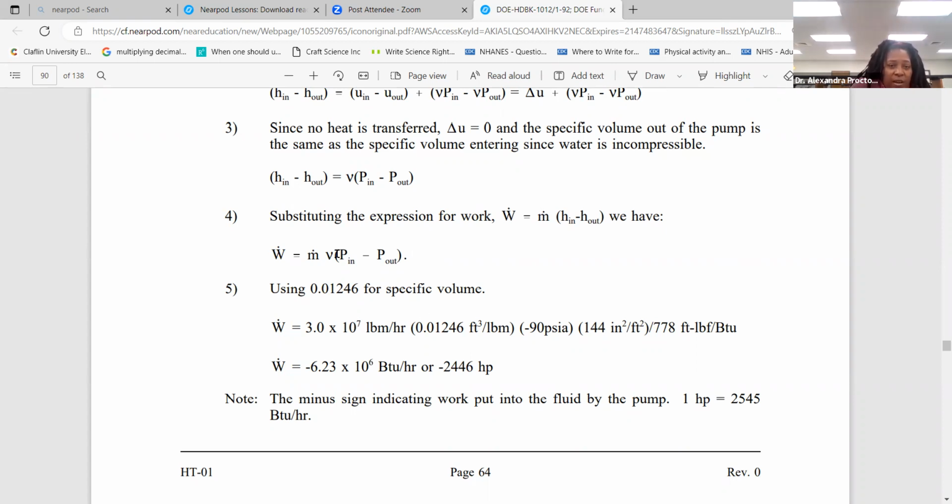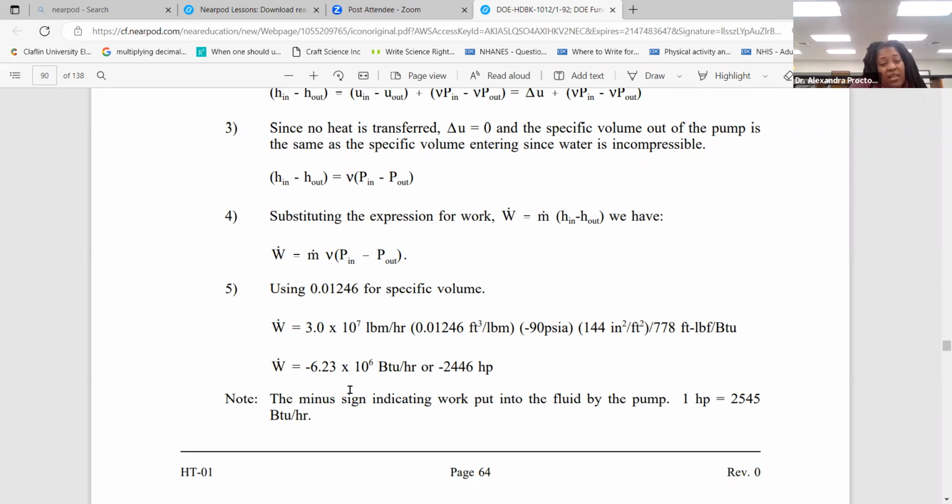So using 0.01246 for your specific volume, that's what you plug in for V. W is equal to 3.0 times 10 to the 7th pound mass per hour times 0.01246 cubic feet per pound mass times negative 90 psi. And remember, you guys discovered that this 144 is actually a conversion factor. So it's 144 inches squared per foot squared divided by 778 foot pound force per BTU.